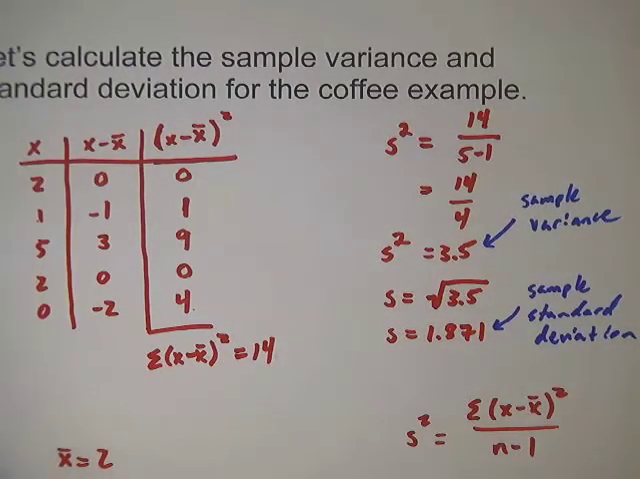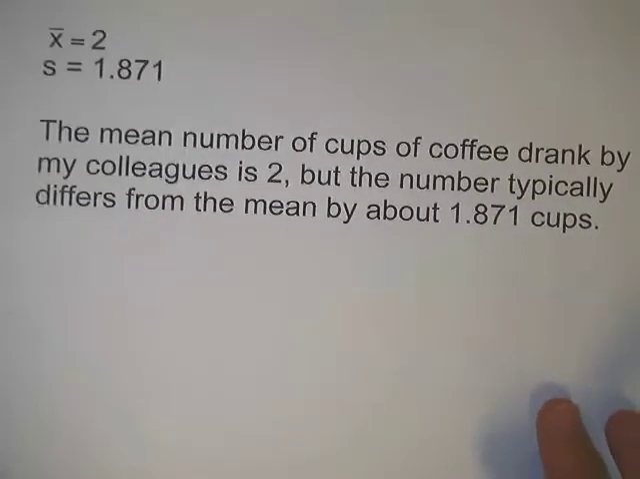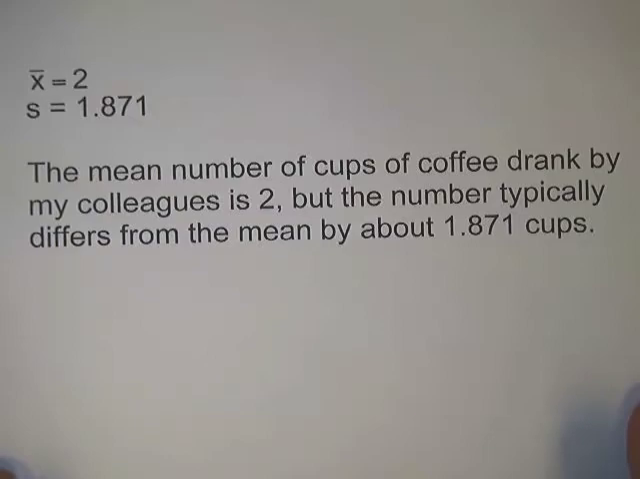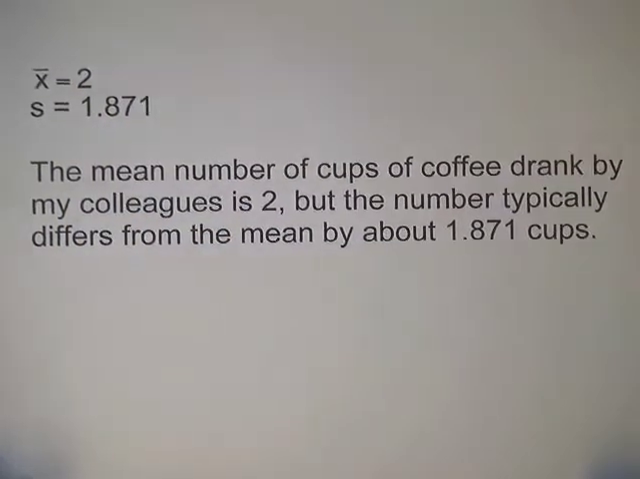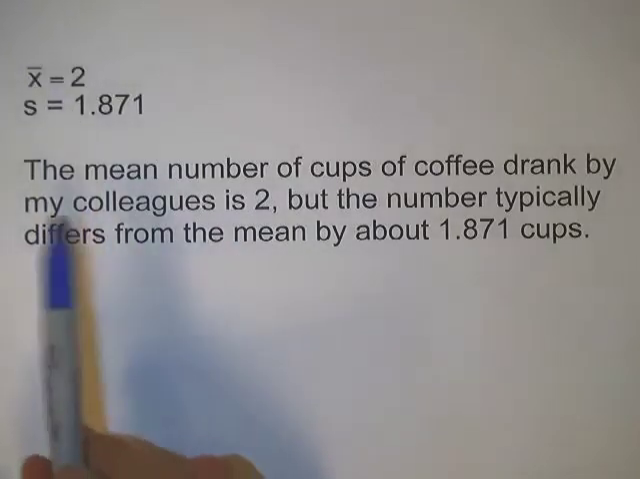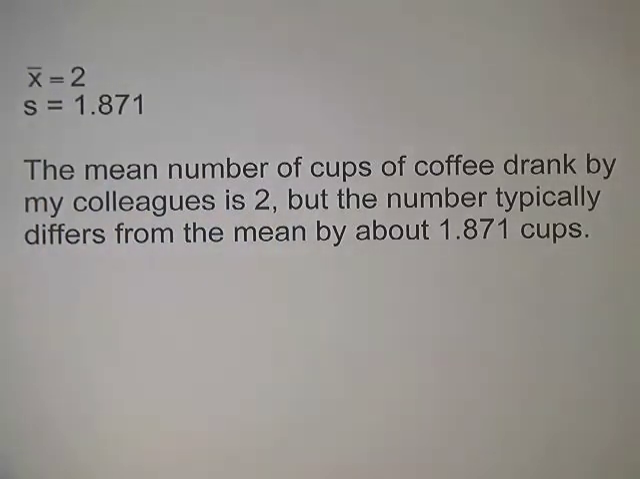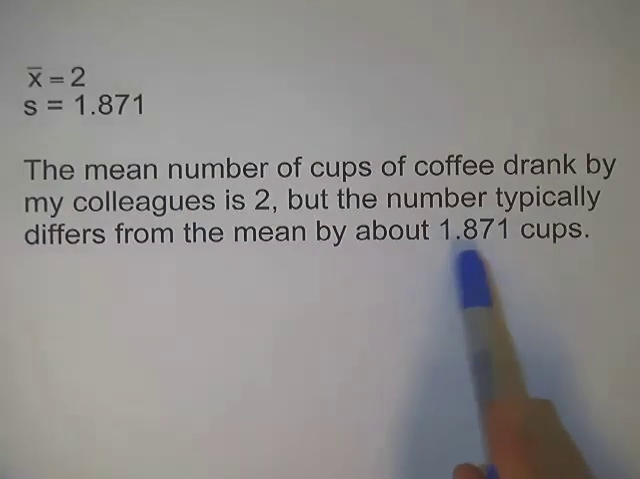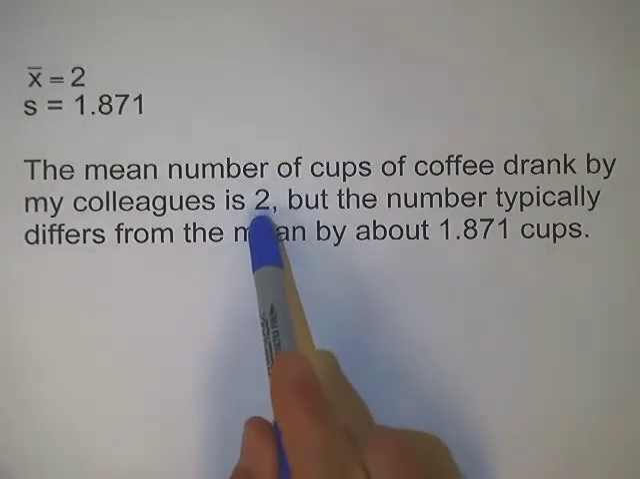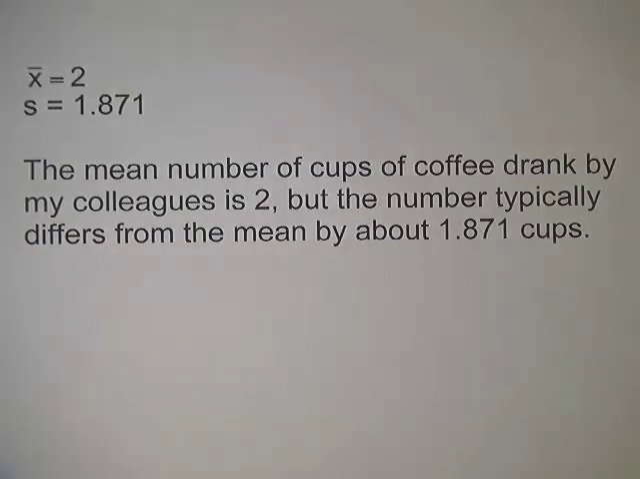Usually a calculator or a computer can calculate sample standard deviation, rather than by hand, because this does take a little bit of work, but again, you can usually calculate those on a computer or a calculator. Okay, and then the last thing is just to interpret your standard deviation. So notice I have the mean and the sample standard deviation here. So to interpret those two values, I'd say the mean number of cups of coffee drank by my colleagues is 2, but the number typically differs from the mean by about 1.871 cups. So as long as it's within about 1.87 cups of 2, either above or below 2, it's going to be considered somebody that's typical.